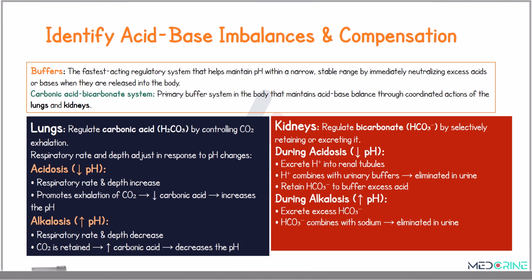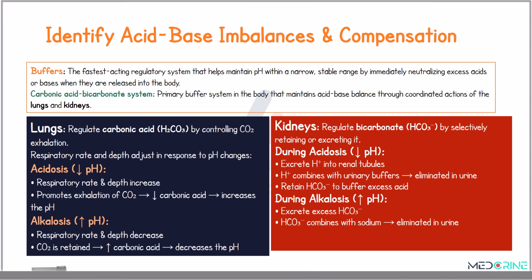Let's then move ahead and look at how to identify acid-base imbalances and discuss the compensation aspect. Let us start with the buffers. Buffers are the fastest acting regulatory system, which helps maintain the pH within a narrow, stable range by immediately neutralizing excess acids or bases when they are released into the body. The carbonic acid bicarbonate system is a primary buffer system in the body which maintains acid-base balance through the coordinated actions of the lungs and kidneys.